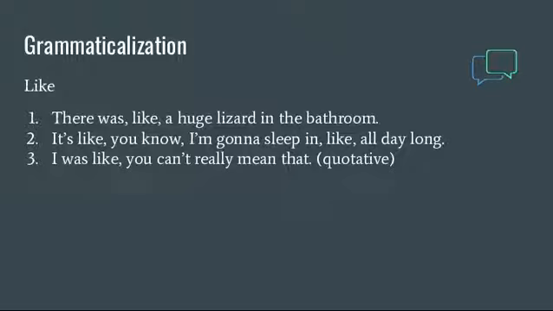It was like, you can't really mean that. So in other words, my thinking was similar to this. You can't really mean that. I was like, you can't really mean that. That's a quotative. So the idea of similarity has been reduced to use as a quotative or as a discourse marker. And that's an example of grammaticalization.